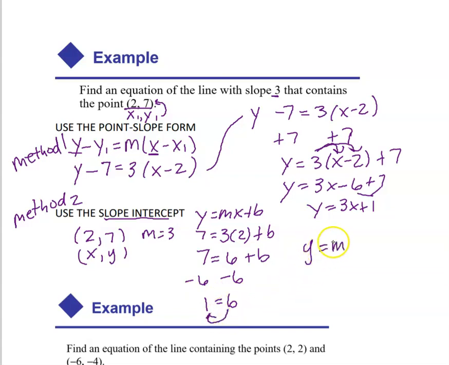Then if you go back to your y equals mx plus b, now you know your slope is 3. They told us that in the beginning. And then your y-intercept, we just figured out, was 1. So you get the exact same results no matter which method you use. I think this method is a little bit easier.